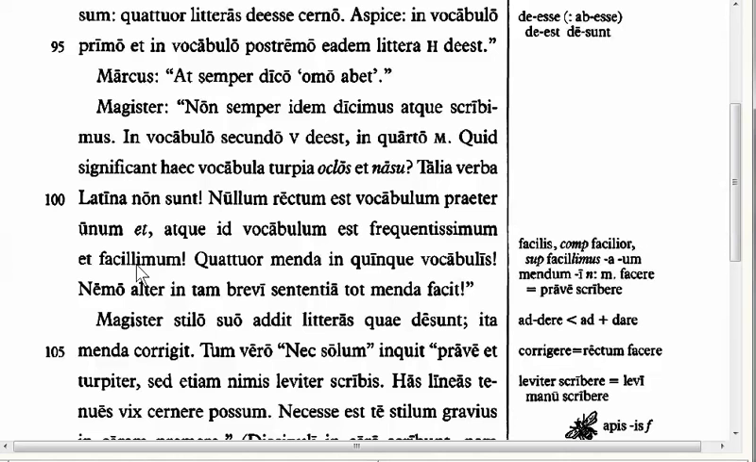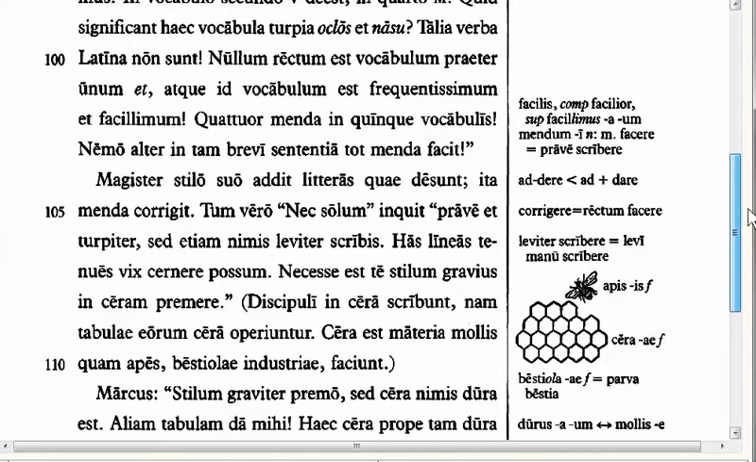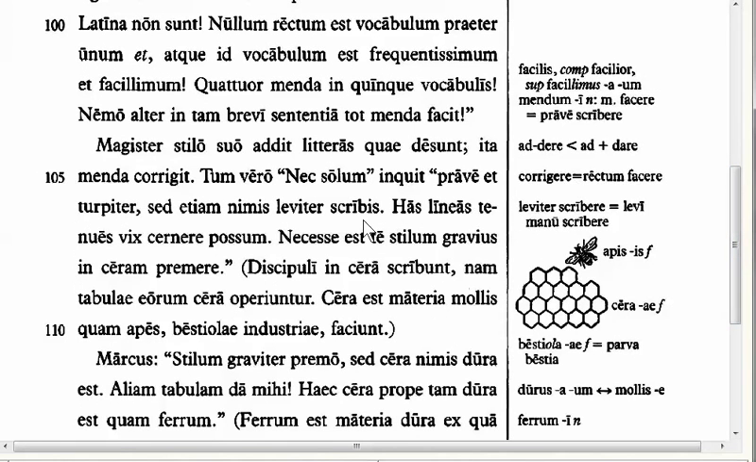Okay, the next feature that I want to point out is in line 106. Actually, start on line 105: Tum vero, nec solum, inquit, prave et turpiter, sed etiam nimis leviter scribis. But then he says, not only do you write incorrectly and in an ugly way, but you even write too lightly. Nimis leviter. Here's another way that adverbs are formed.